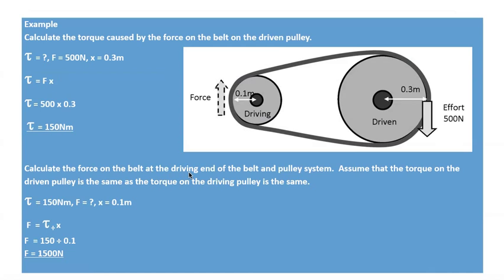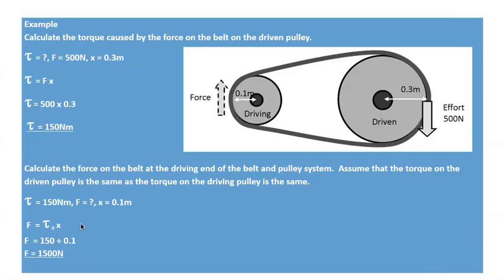Calculate the force on the belt at the driving end. Assume that the torque on the driven pulley is the same as the torque on the driving pulley. So if we've got 150 newton meters here, then we should have 150 newton meters here. So torque is force times distance. So if we want to find the force, it's going to be the torque divided by that distance.